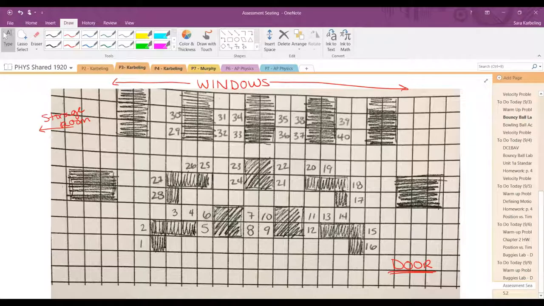My door is here, okay? The windows are back there. The storage room is over there, okay? So find your spot and figure out what number you are. If you need help finding your spot, let me know, okay? All you need to do is find your number.